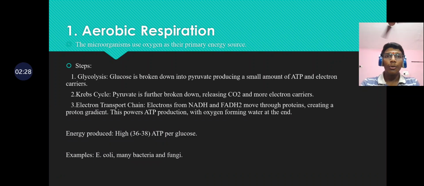The energy produced in aerobic respiration is very high, approximately 36 to 38 ATP molecules per glucose molecule used. Some examples of aerobic respiration are E. coli, many bacteria, and fungi.